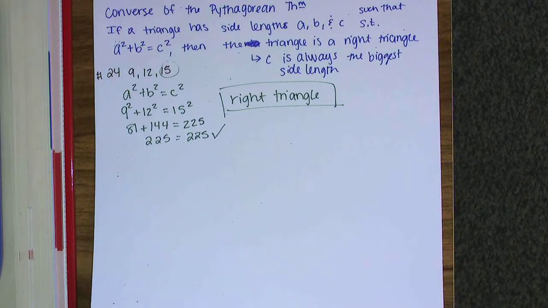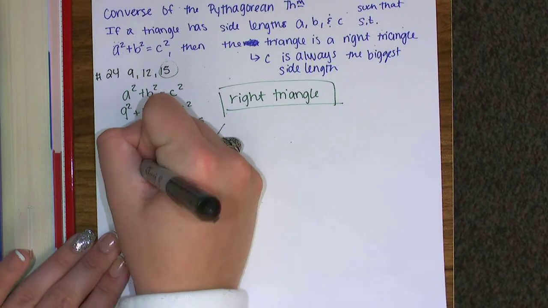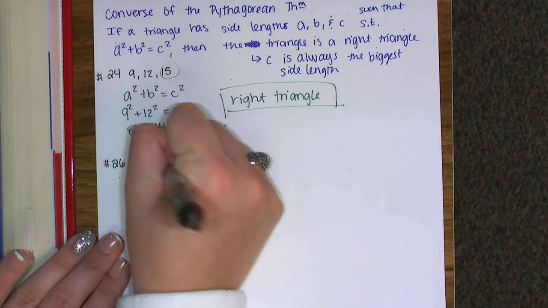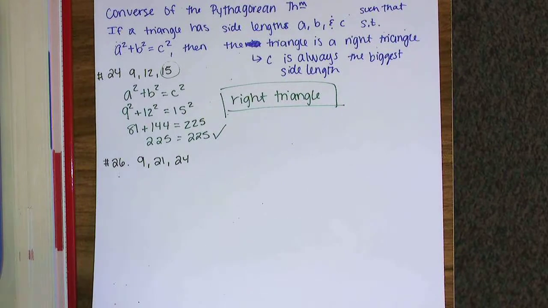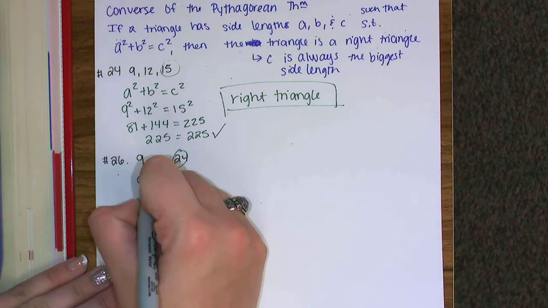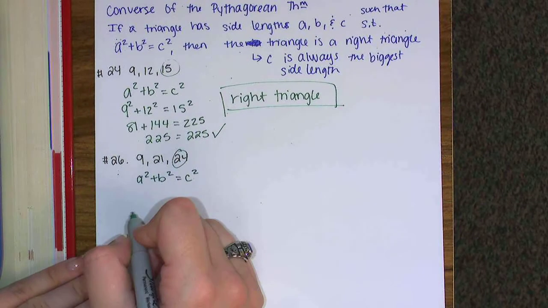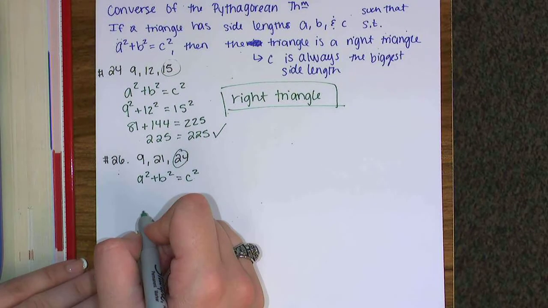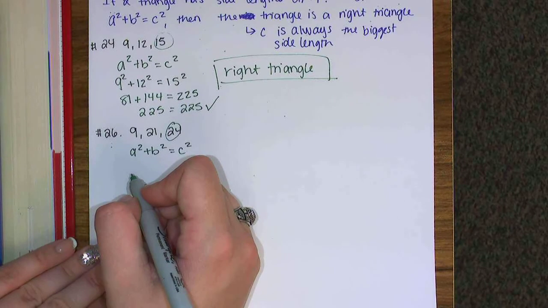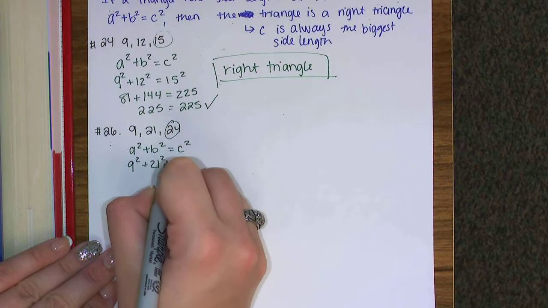So this might be a little bit easier than the first set of problems, honestly. Number 26: 9, 21, and 24. Alright, so again, C is going to be this biggest value here. So A squared plus B squared is equal to C squared, and you should always write this formula out. For one, it'll help you get in the habit, and for two, it makes it easy to see where you plug stuff in just in case something goes wrong. So we're just going to go in order. So 9 squared plus 21 squared is equal to 24 squared.